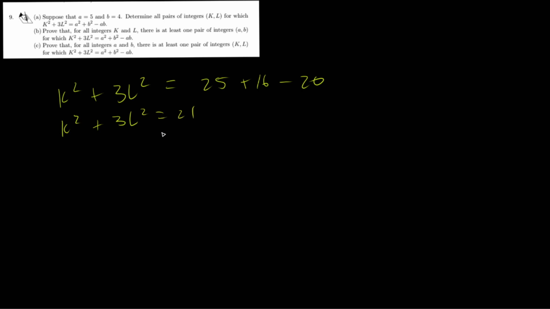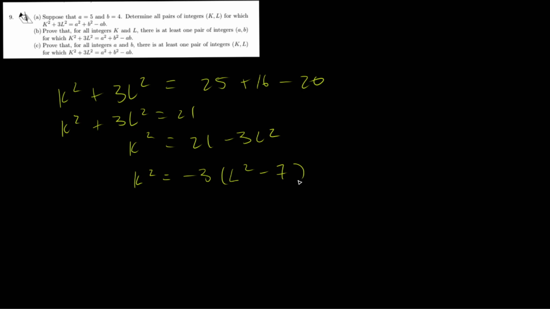Now, at this point, how do we approach this problem? Well, I'm just going to move the 3L squared term to the other side. And this would be K squared equals 21 minus 3L squared. And then we factor out the negative 3 from the right-hand side, and this would equal negative 3 times (L squared minus 7).